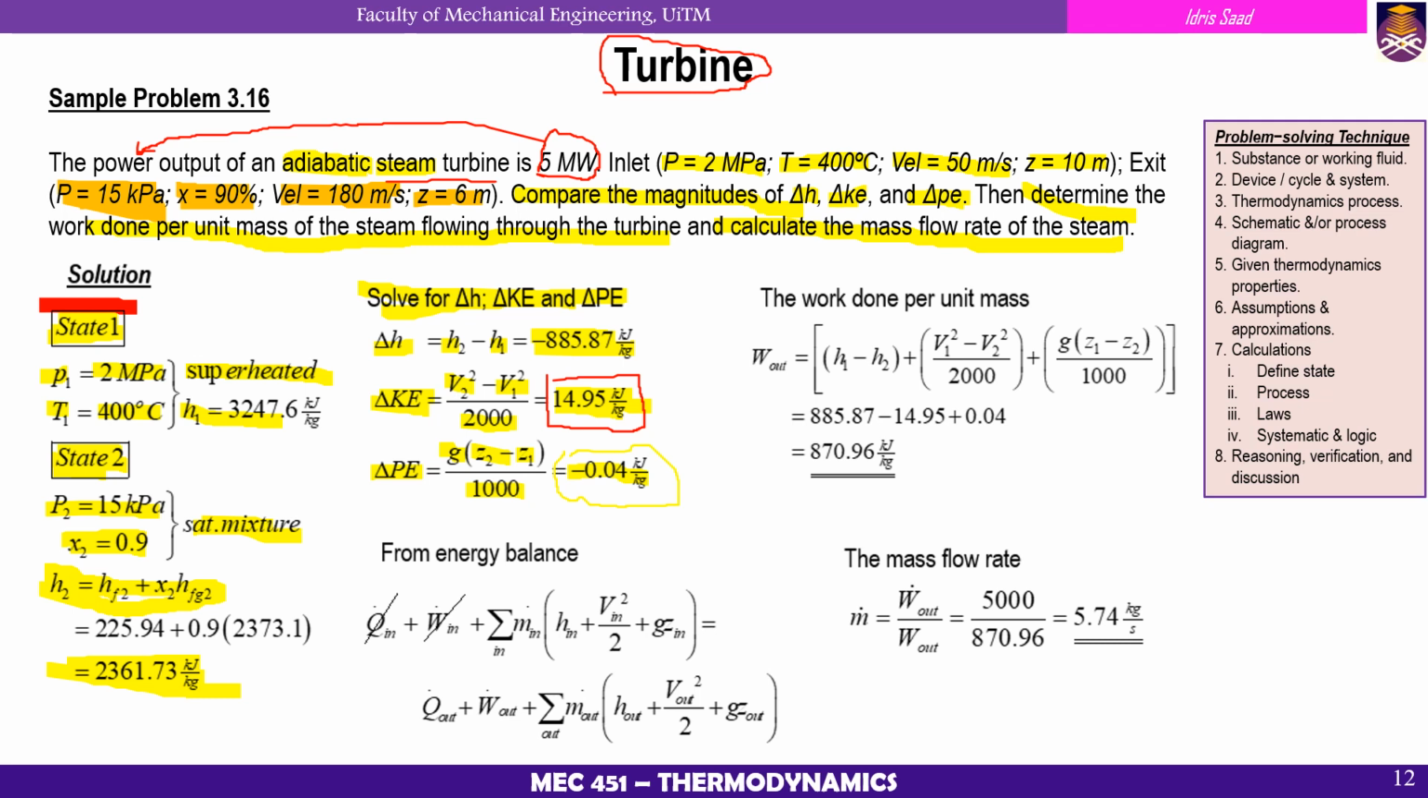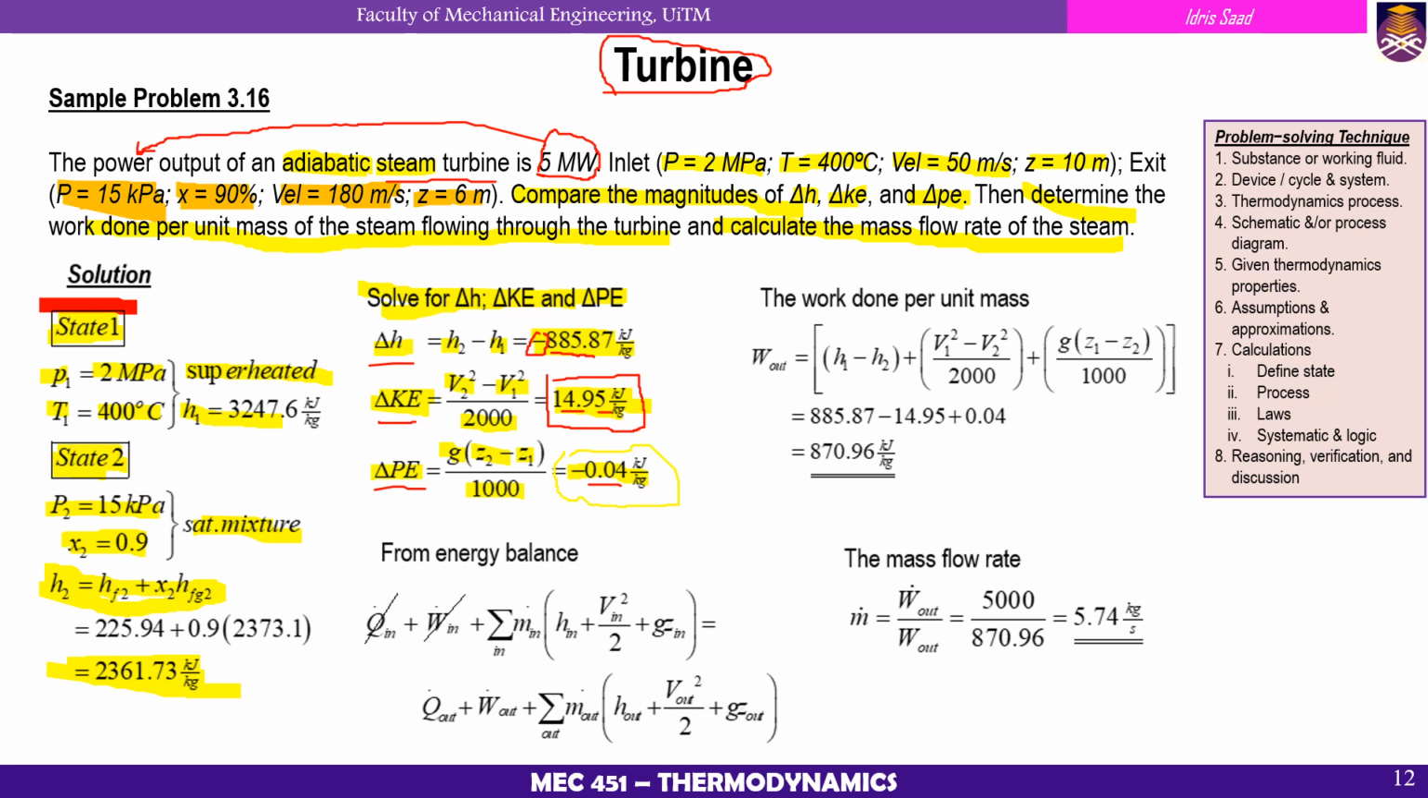As you can see here, based on these three data, the data of delta H, delta KE, and delta PE, the value of delta H is 885.87, regardless of the negative. Negative means that it is losing energy, but that is the magnitude of the energy, 885, compared to the magnitude of delta KE, which is only 14.95, and especially the magnitude of potential energy, which is only 0.04.